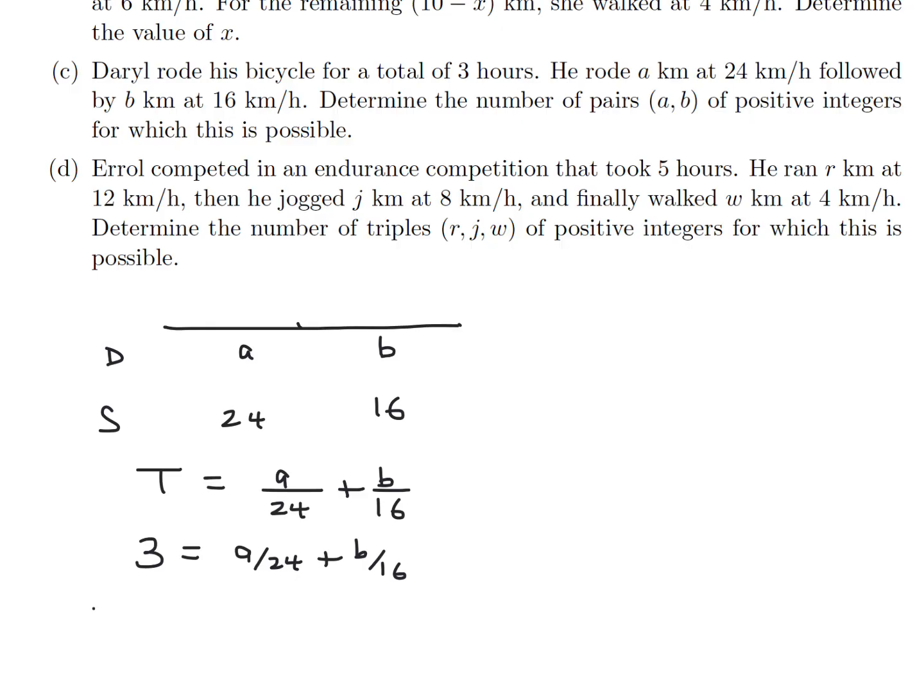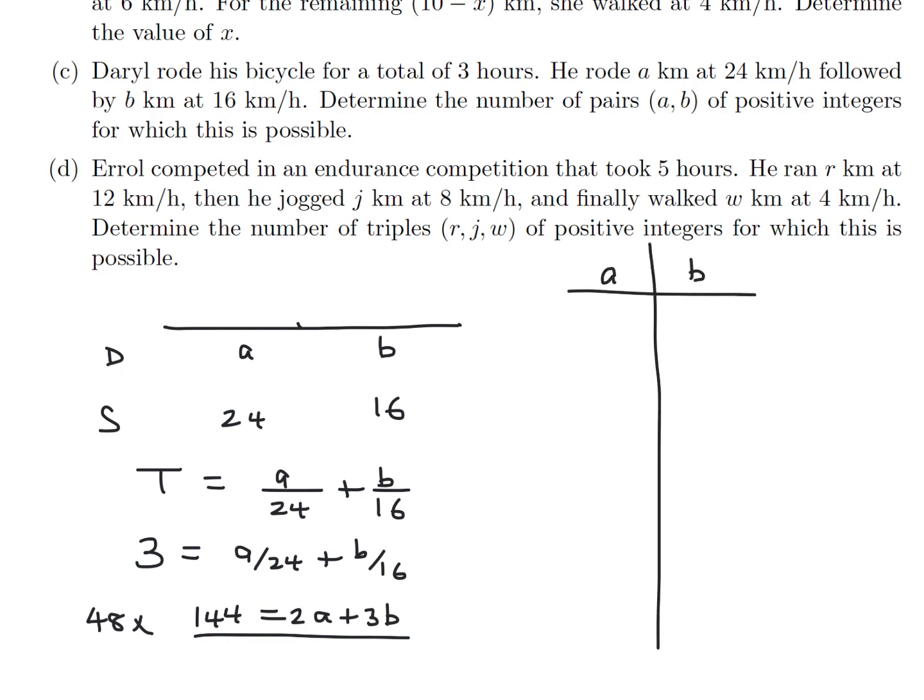Multiply through by a common factor, let's say 48. That'll give me 144 is equal to 2A plus 3B. So basically what we're trying to figure out is integer solutions to that equation. Okay, let's see what we got here. Let's make a table and let's see what we get.